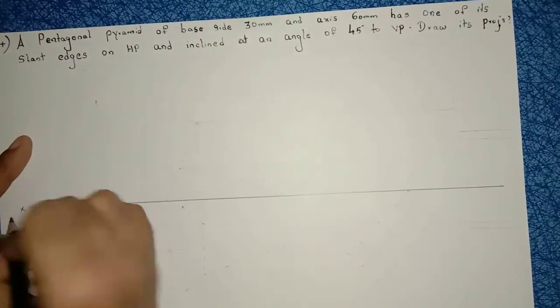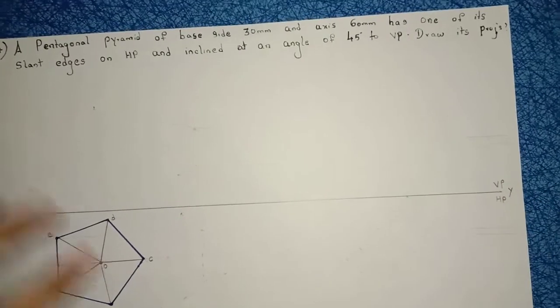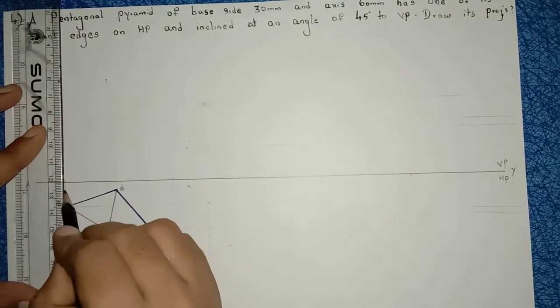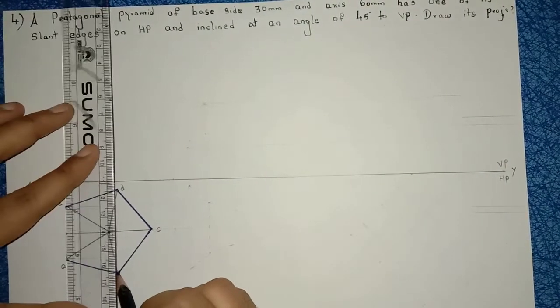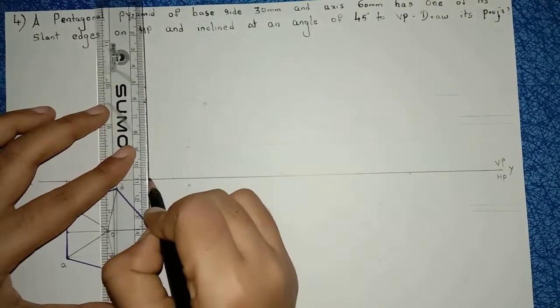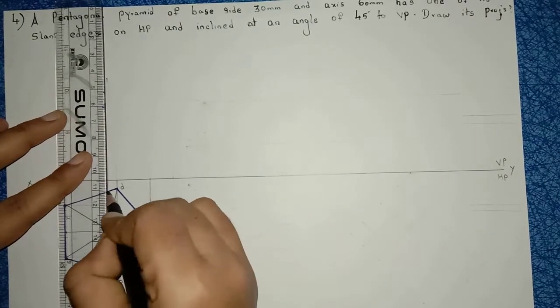Right, name it as XY, vertical plane, horizontal plane. Now from every corner of the pentagon project till this reference line. From BD project the line till the reference line. From C project the line till the reference line. From point O also project the line till the reference line.